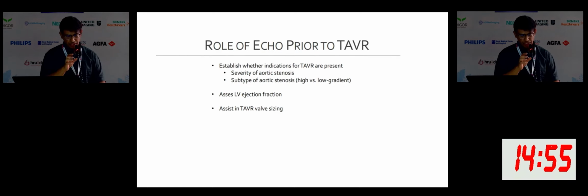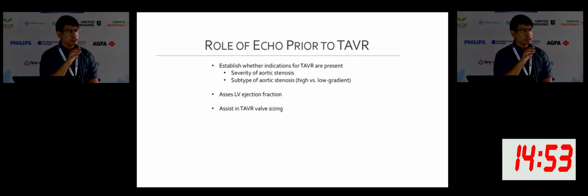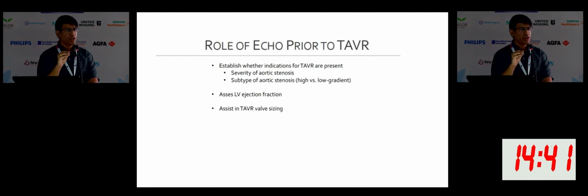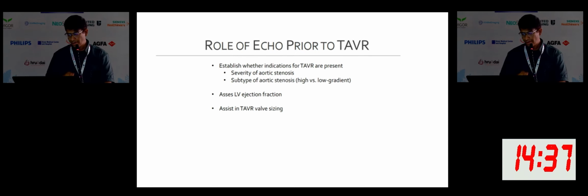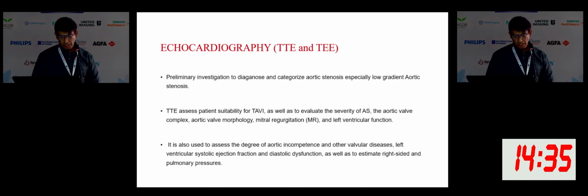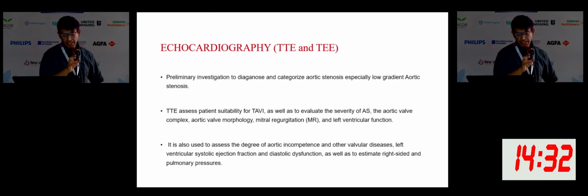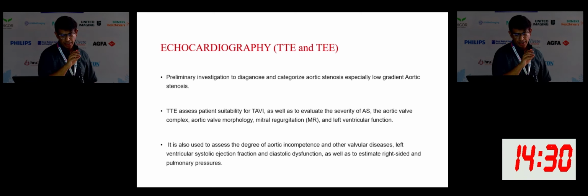So what is the role of echo? It shows the severity of aortic stenosis: mild, moderate, or severe. If it is severe, is it a normal high gradient aortic stenosis, or a low gradient aortic stenosis? For that we have to calculate the EF and continuity area. By continuity area, if it is less than 1, it is considered severe, and it assists in TAVR valve sizing. It is the preliminary investigation to diagnose and categorize aortic stenosis, especially low gradient.